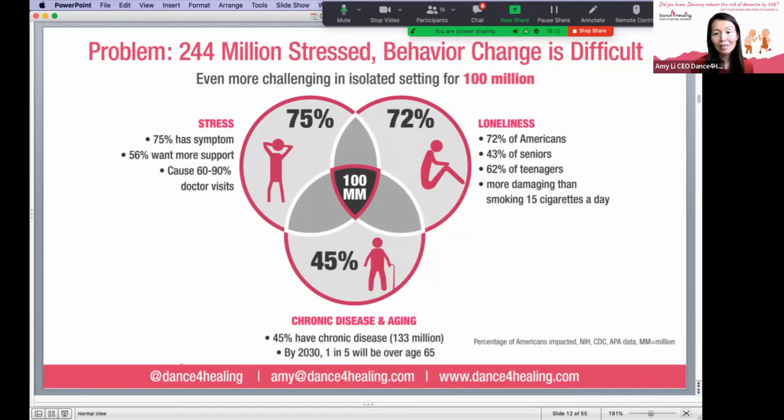On the other side, loneliness affects 72% of Americans, 43% of seniors, and 62% of teenagers. And sadly, during COVID, 1 in 4 people aged 18 to 25 reported having attempted suicide. The effect of loneliness is more damaging than smoking 15 cigarettes a day. So we have 100 million people we'd like to transform the lives of by providing a little bit of respite, for them to enjoy creative arts during challenging times.